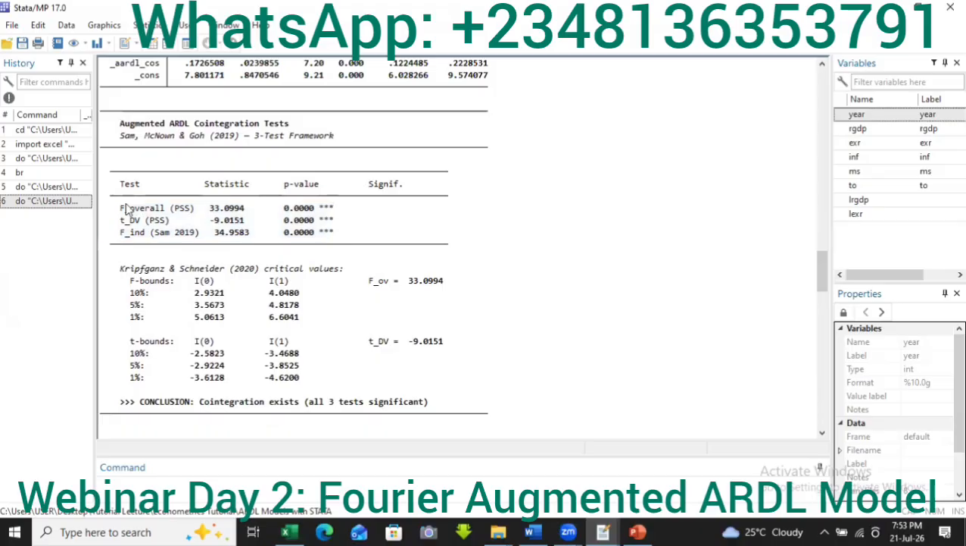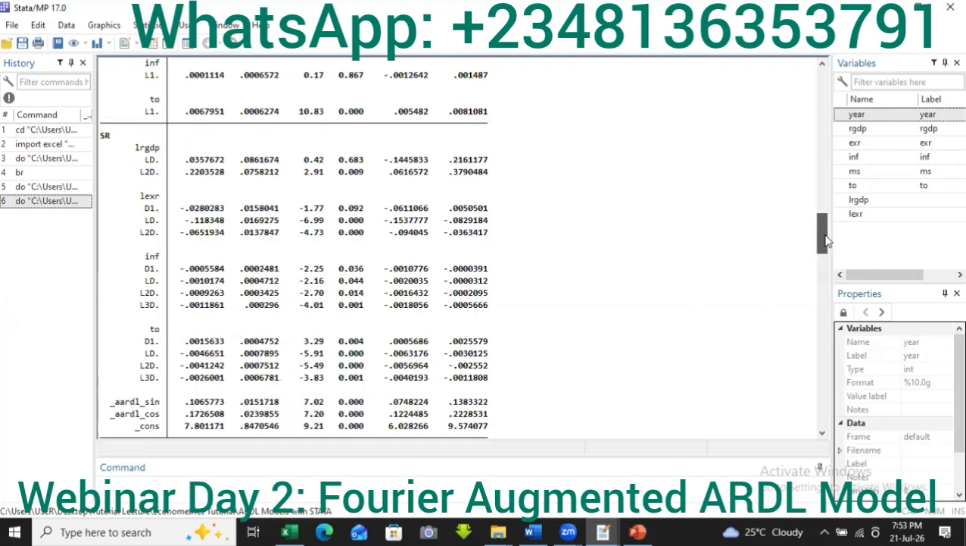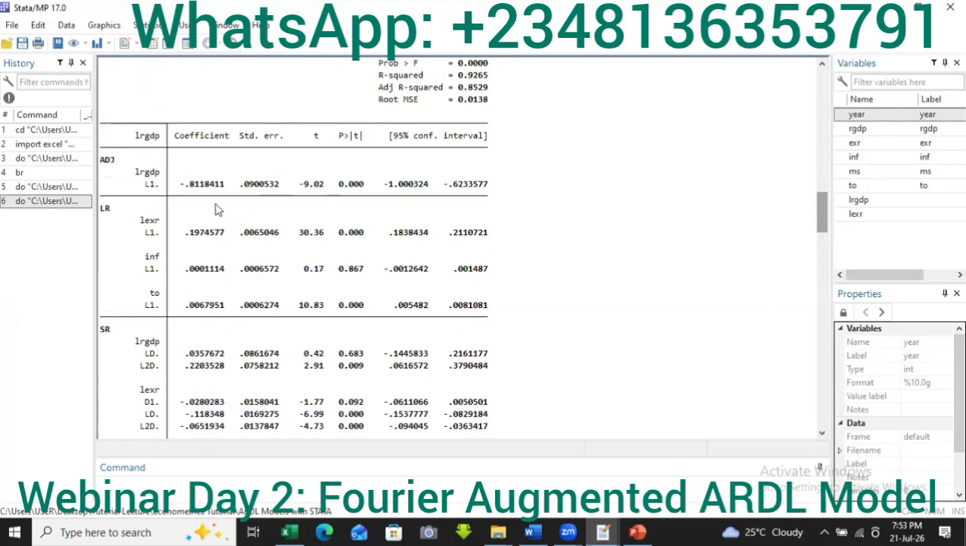You can see for the F test for overall, we reject the null hypothesis because this test is significant at 1%. The 3 stars mean 1%, 2 stars mean 5%, and 1 star means 10%. All these 3 tests are significant at 1%. So the conclusion is that co-integration exists, meaning that there's a long-run relationship. If there's a long-run relationship, we can now interpret our long-run model.